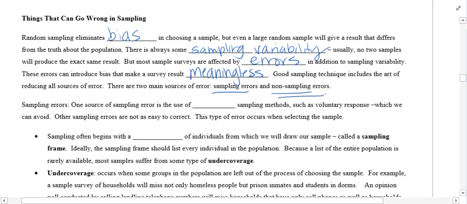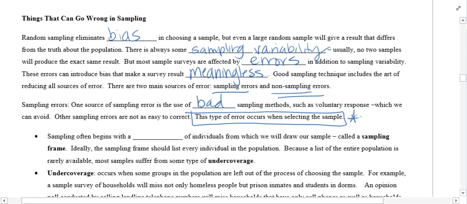Okay, so first we're going to go through sampling errors. One source of sampling error is the use of bad sampling methods, such as voluntary response, which we can avoid. Other sampling errors are not as easy to correct. This type of error occurs when selecting the sample. You're going to be given situations and it's going to say, is this an example of sampling error or non-sampling error? So sampling error occurs at the time when the sample is selected. That's a key to this, okay?